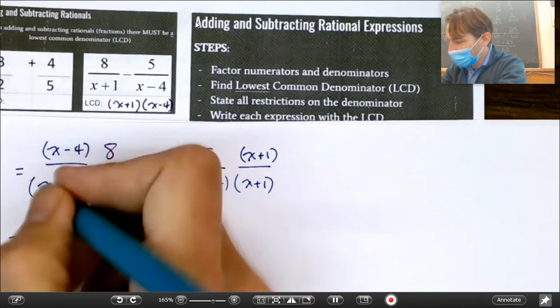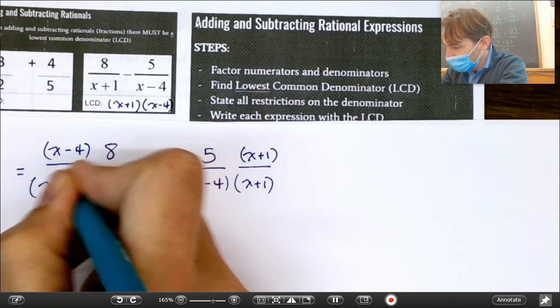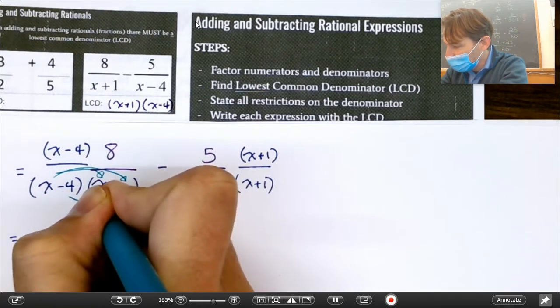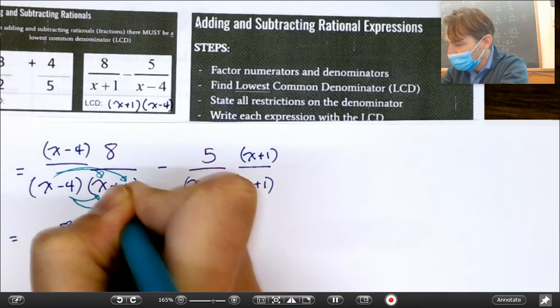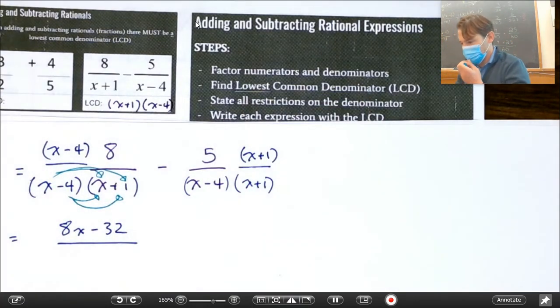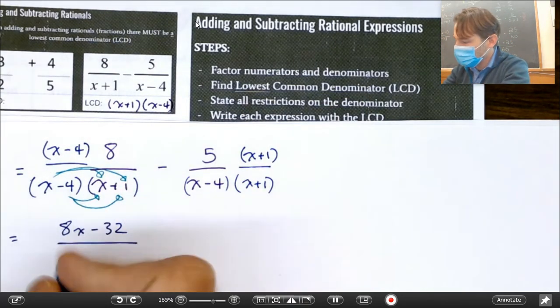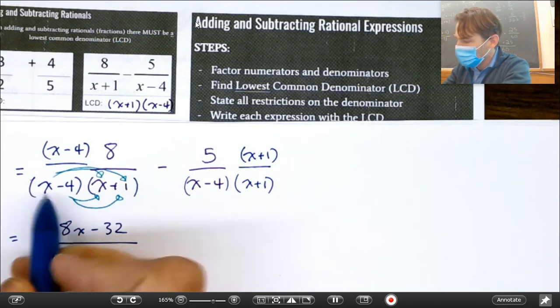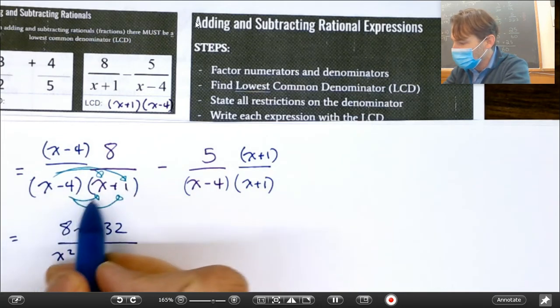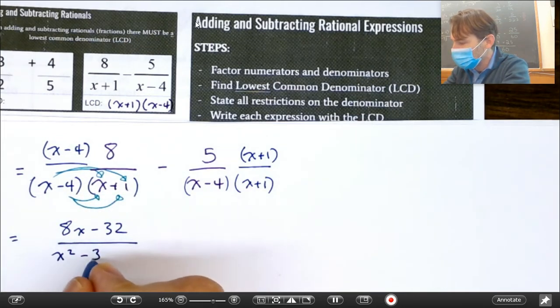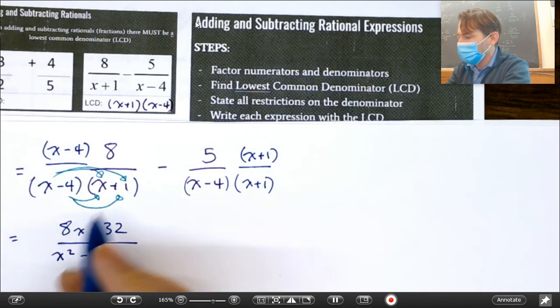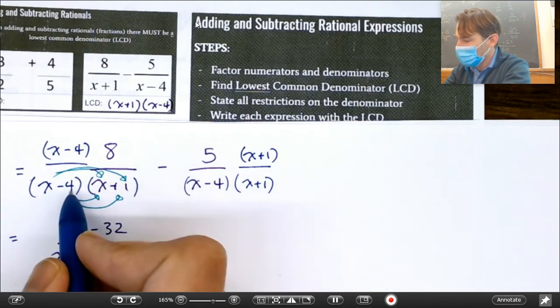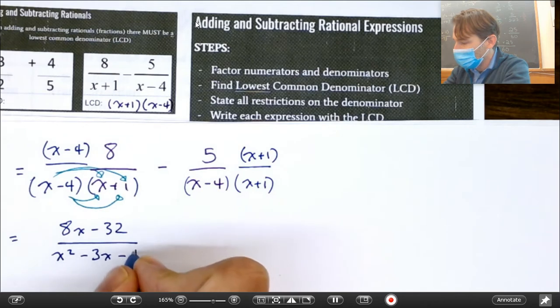Let's do our FOIL. I want to make sure I get all these terms, so I might draw in these arrows, because FOIL shows up whenever I'm multiplying a binomial times a binomial. That will give me x squared plus x minus 4x, so that would be minus 3x. Plus 1 minus 4 is minus 3. And then minus 4 times 1 is minus 4.